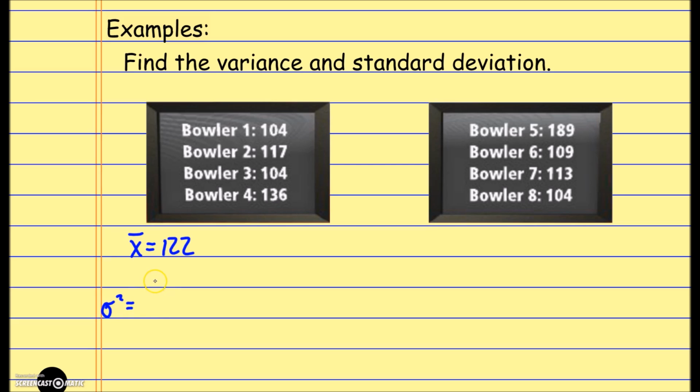What I do is I take the first data value, which is 104, I subtract the mean, and I square it. Then I add, and now I take the next data value, the 117. I subtract the mean, and I square it. And then I do the same thing with the next one, and I just keep going until I've used up each and every one of these data values.